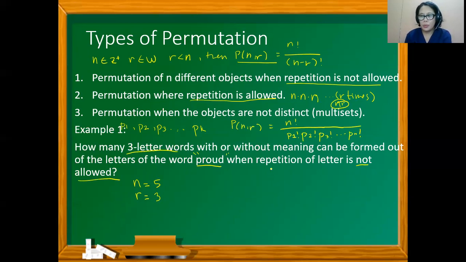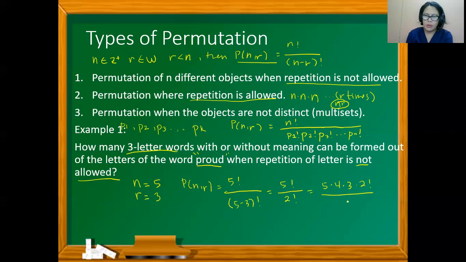Since we have to form 3-letter words again, with or without meaning and without repetition, the total permutation is P(n, r) = 5 factorial over quantity 5 minus 3 factorial. This is equal to 5 factorial over 2 factorial, which is 5 times 4 times 3 times 2 factorial over 2 factorial. So the 2 factorial will be cancelled. So 5 times 4 times 3 is equal to 60.